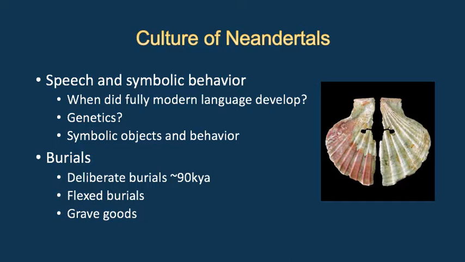We know that they most likely had some form of speech. We don't know a lot about what kind of speech they had, but there's been a lot of research looking at the anatomy of their throats and their genetics, and there are some indications that they probably had human-like speech. It may not have been exactly the same as human speech, but something approaching human speech. We also know that they practiced deliberate burials. We have deliberate Neanderthal burials with a ritual component starting at about 90,000 years ago.